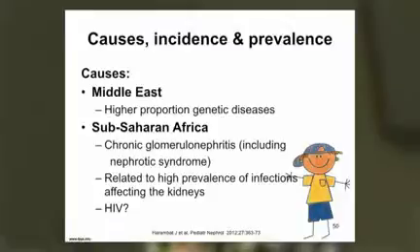And what about sub-Saharan Africa? We see that chronic glomerulonephritis, including nephrotic syndrome, is the biggest cause. And it's expected or considered the cause of it is because of the high prevalence of infections that affect the kidney. But there is the question about HIV. What is the impact of HIV in children on kidney disease?